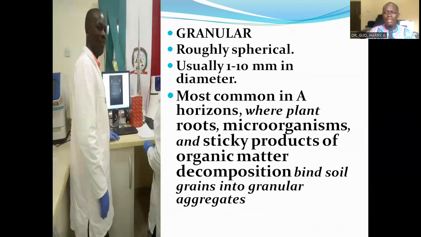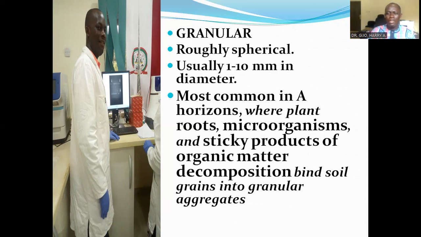We want to look at the granular structure type. Now, the granular structures are roughly spherical structures. They're usually 1 to 10 millimeters in diameter, usually very small. And they are most common in the A horizons, where plant roots, microorganisms, and sticky products of organic matter decomposition bind soil grains into granular aggregates.